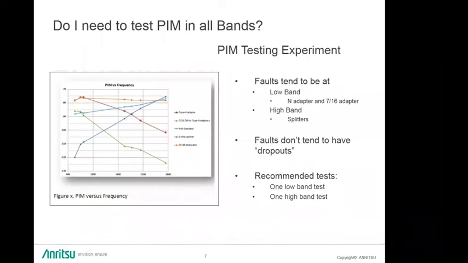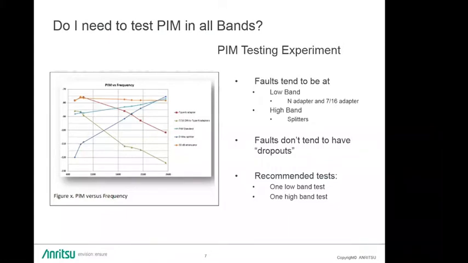Okay, so do I need to test PIM in all bands? If I'm creating a neutral host DAS system and it's running from roughly 700 megahertz to 2700 megahertz, do I need to test every band I've got?